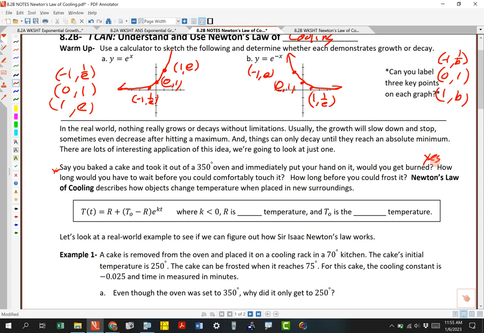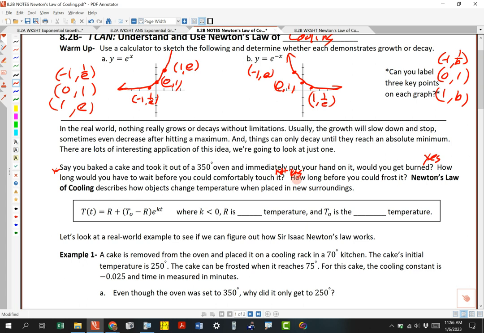How long would it take before you could comfortably touch it? Would it take a couple minutes? Would it take a few hours? Couple minutes. It really doesn't take long. Okay, so I'm going to write not long right here.